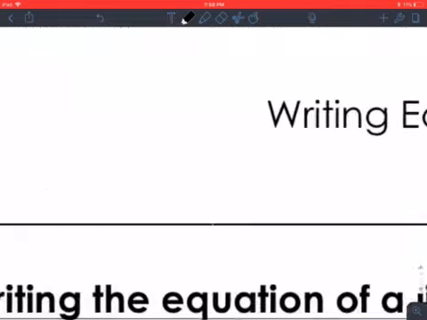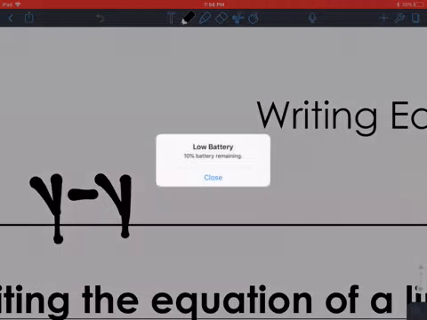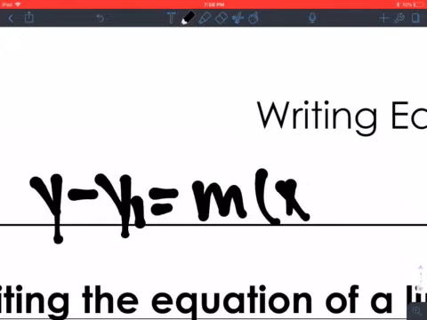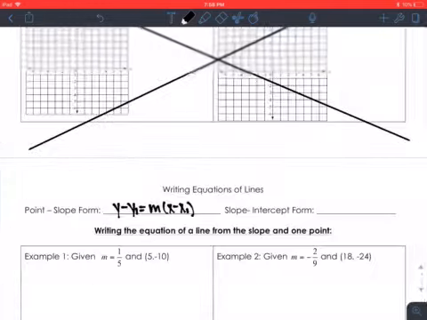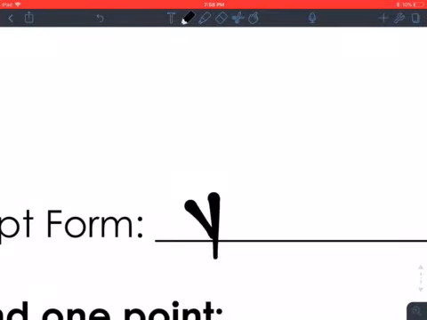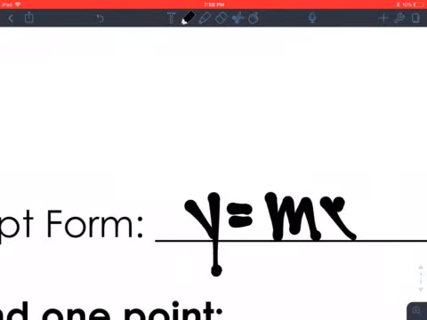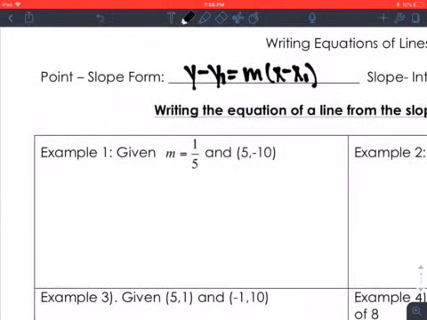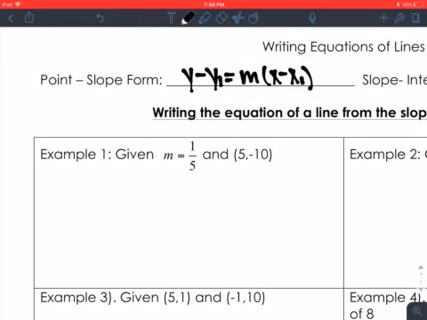Point-slope form is y minus y1 equals m times x minus x1, okay? We're going to take that original equation and turn it into slope-intercept form, which is y equals mx plus b. The reason why I start with point-slope form is a lot of the time that's what you're given, right? I'm given a slope, I'm given a point, so this is a really good starting point.